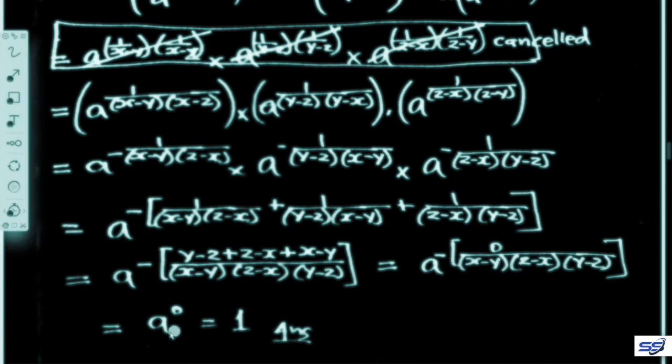So here comes a to the power 0. Whether 0 is minus or plus, it's no matter, it's always the same. 0 is neither positive nor negative, it is neutral. So a to the power 0 equals 1, since a to the power 0 is always 1. And 1 is our answer.